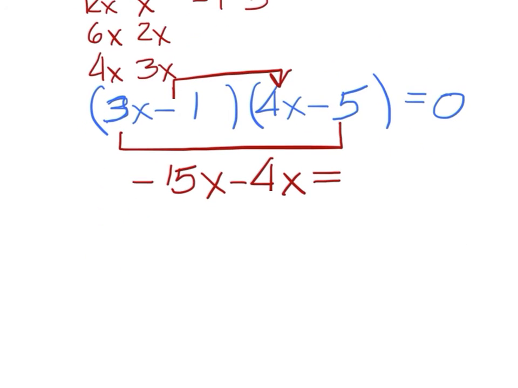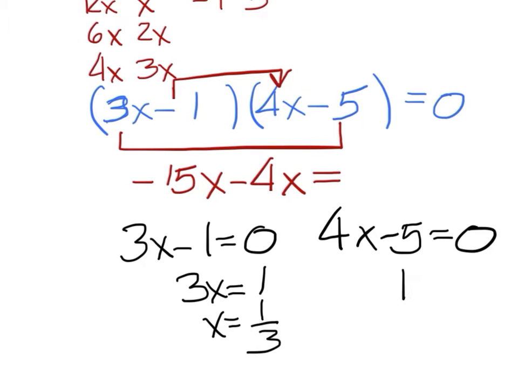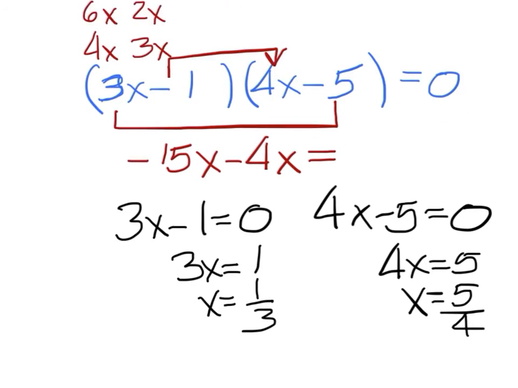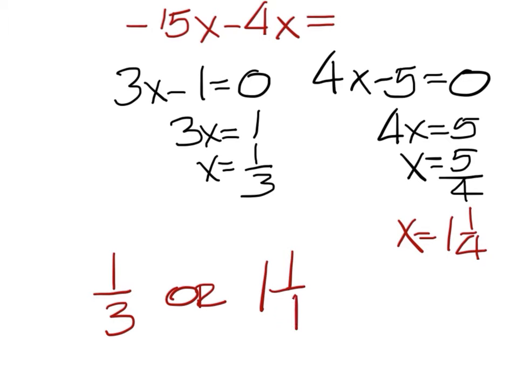So we have to come down here and do 3x minus 1 equals 0, 4x minus 5 equals 0. 3x equals 1 and divide by 3. 4x equals 5. Divide by 4, and when you change that to a mixed number, you're going to come up with x equals 1 and 1/4. So your solutions are 1/3 or 1 and 1/4.